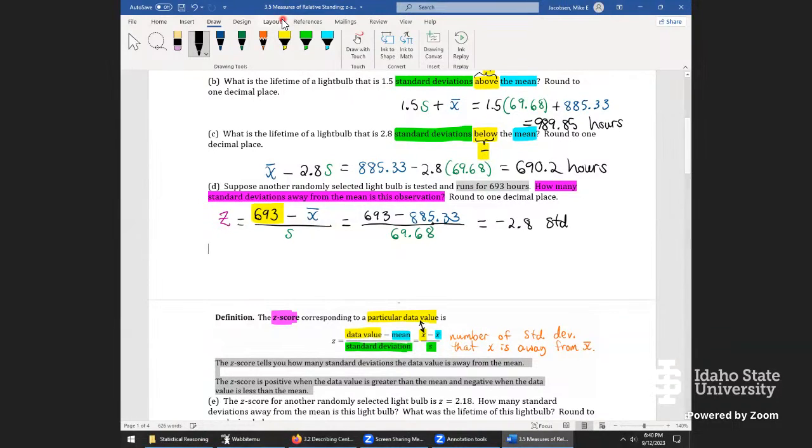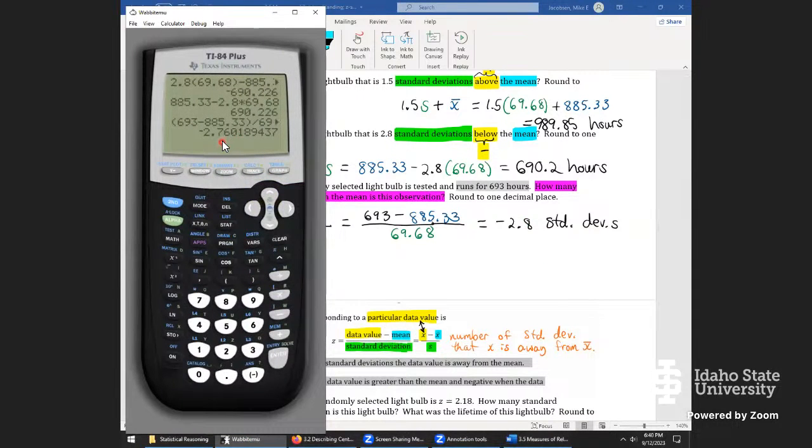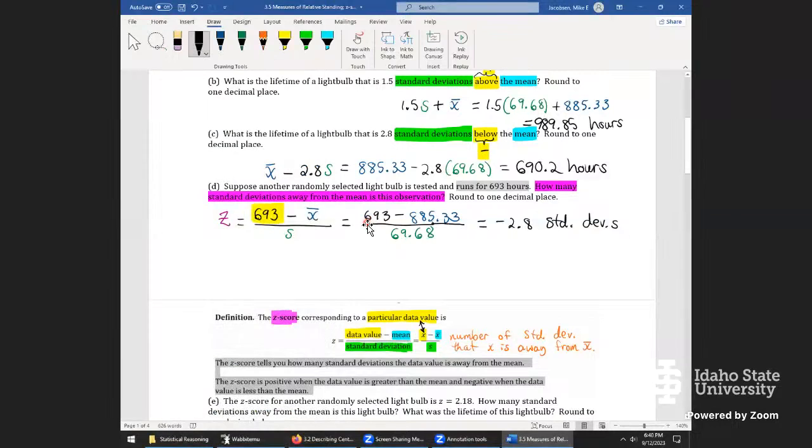I'll put STD for standard and DEV for deviations. So let's double check. If we said 690.2 is 2.8 standard deviations below the mean, well, this one was really close. It rounded to 2.8. It was really negative 2.76. And the runtime 693 to 690 were also very close. So it's like we calculated the z-score on the opposite end of what part C was telling us to do.